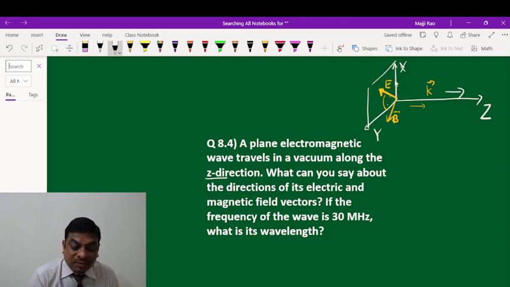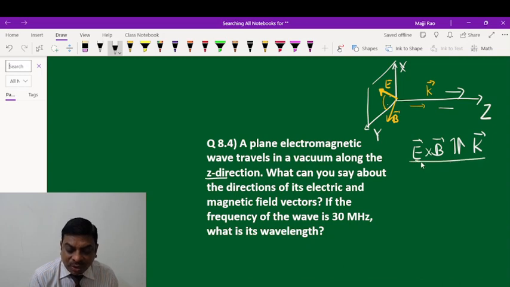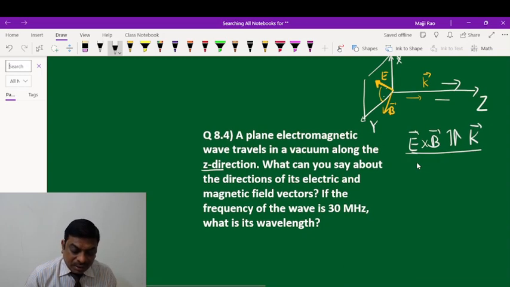For example, if the electric field is along the x-axis, the magnetic field would be along the y-axis, and so on. Also, vector E cross vector B should be parallel to the direction of propagation. So this is very important, students. Then the second part: the frequency of the wave is 30 megahertz.